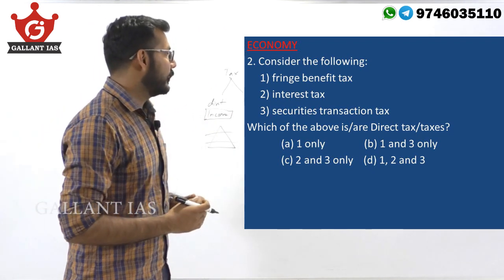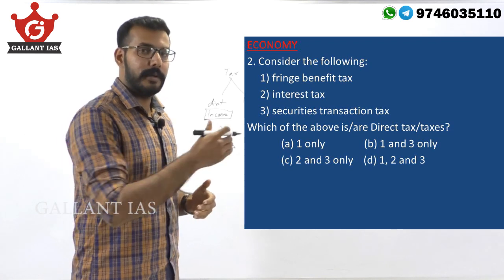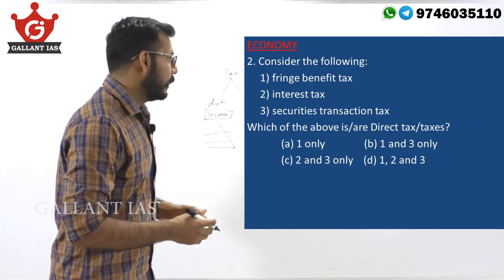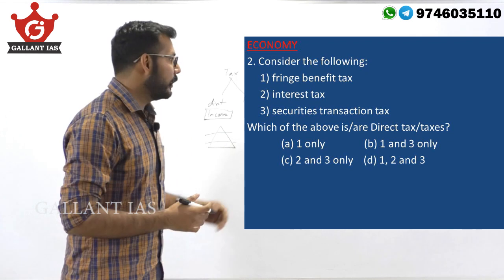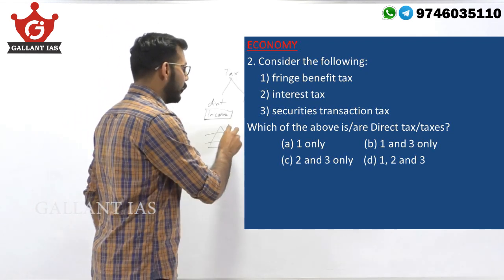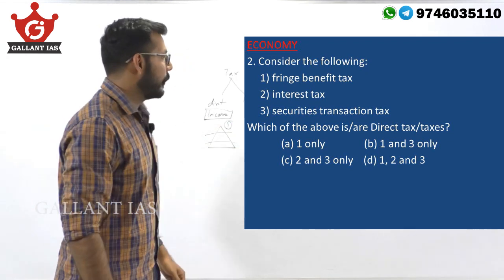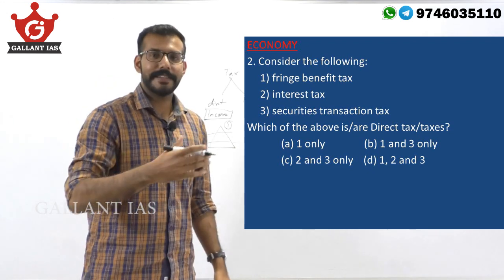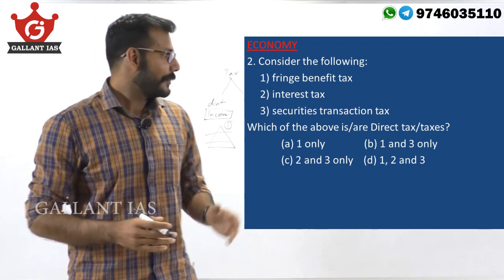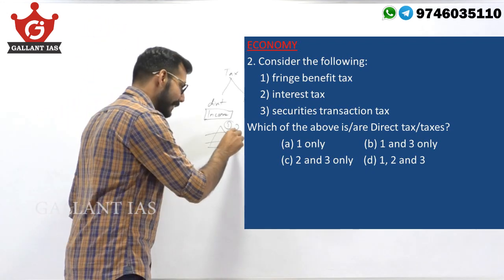Fringe benefit tax. It is a tax on the benefits that you enjoy. It could be perks from your company. So fringe benefit tax is a part of your direct tax. Interest tax. It is a tax imposed on the interest income that you earn. So it is not an indirect tax, it is again direct tax.